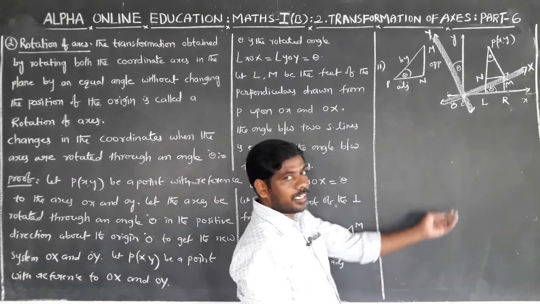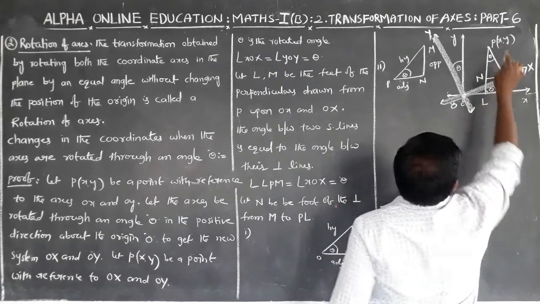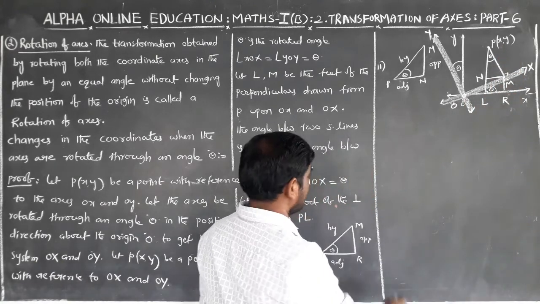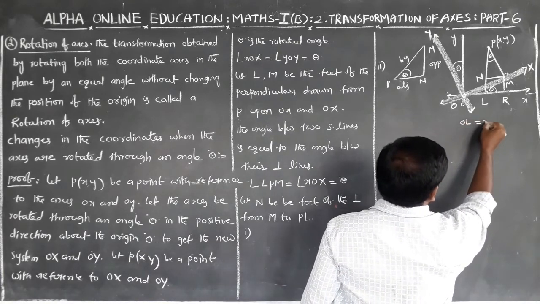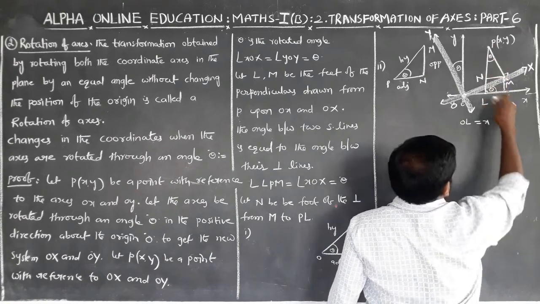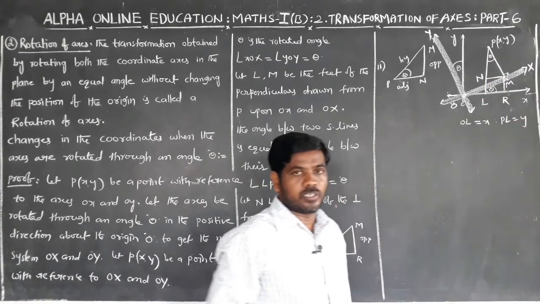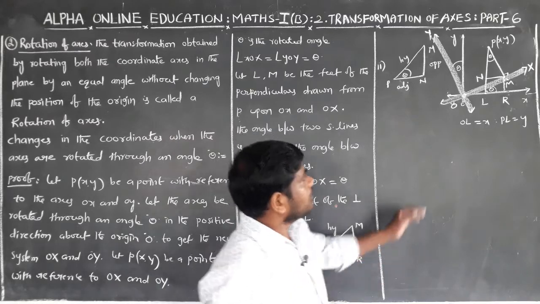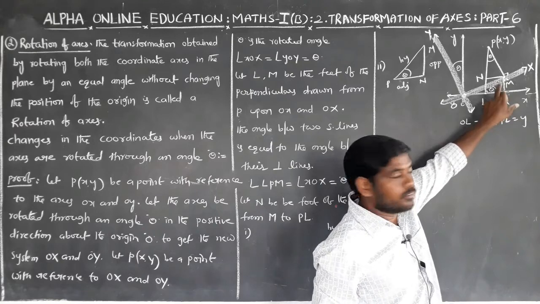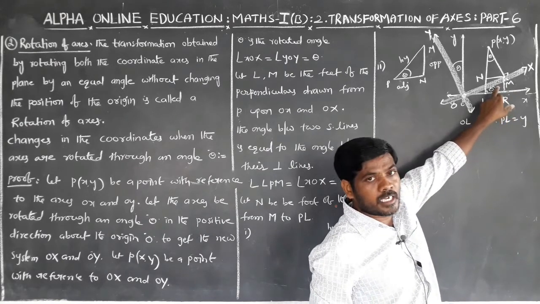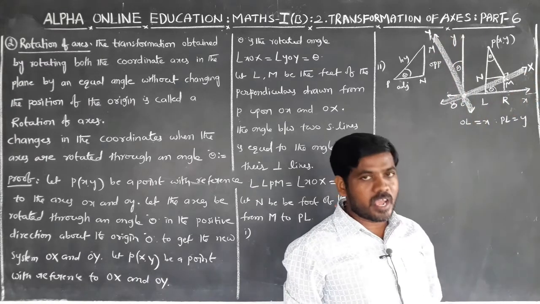Observe clearly from the diagram, OL is equal to small x. PL is equal to small y. When the axes are rotated through an angle theta, O capital X and O capital Y are the new axes.